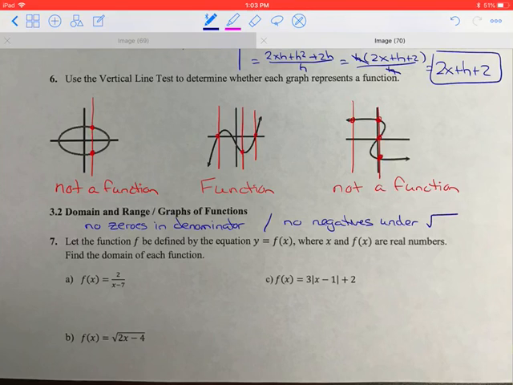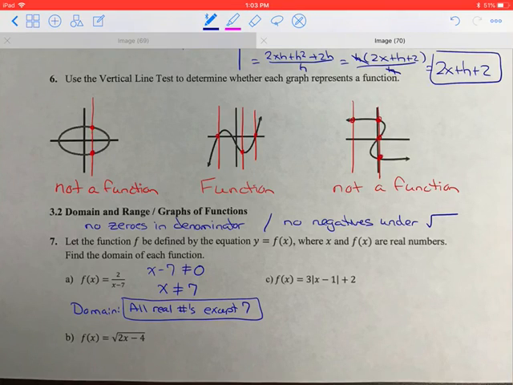So if I look at a, I don't have a square root, but I do have a denominator. So what I know is that x minus 7 is not allowed to equal 0. Now if I solve that, that means x is not allowed to equal 7. So for my domain, I can have anything except for 7. So we might list the domain. You could do interval notation if you want, but you don't have to. You might say all real numbers except 7. Okay, so that would be a good way to do the domain.